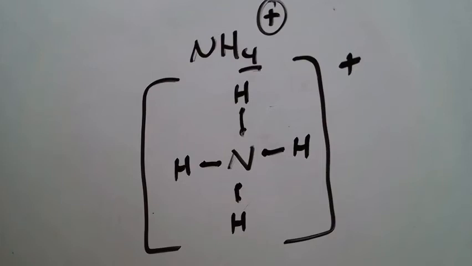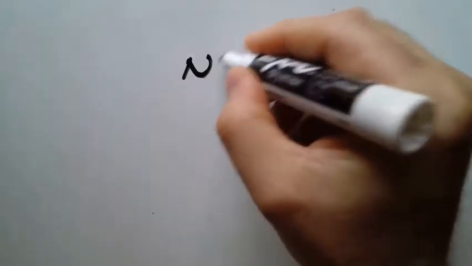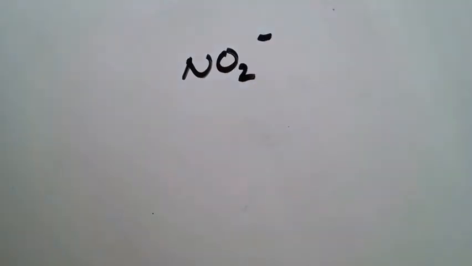All right, so now I'm going to talk to you guys about resonance. Now, resonance occurs when you have more than one possible Lewis structure. And what happens is usually it resonates or bounces between the two possible Lewis structures. For example, let's say we look at the polyatomic ion NO2 negative.